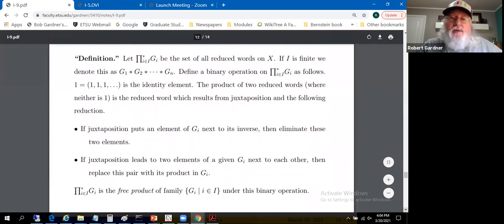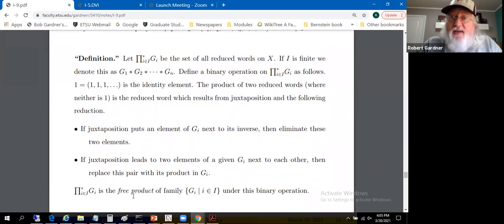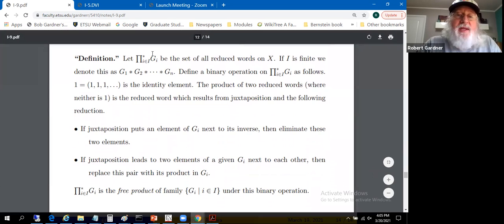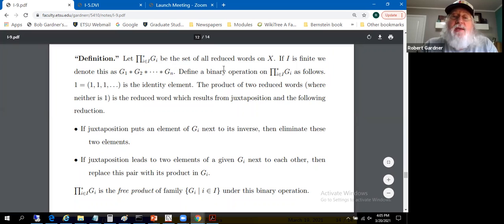Okay, let's try to get all of this on the screen at once. We're in the process of defining what we'll call a free product. So to give me something verbal, I'll just go ahead and call this from the beginning the free product. Notice it has a little asterisk up top instead of a W, like when we dealt with weak direct products. But let the free product be the set of all reduced words on X, as described previously. If I is finite, we denote this G1 star, G2 star, so forth up through G sub n.